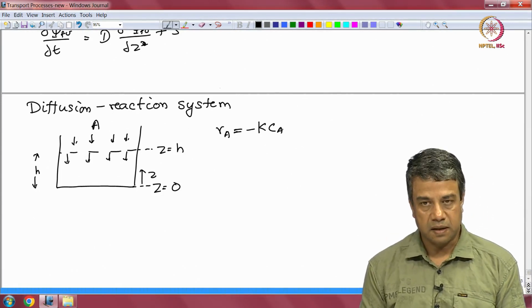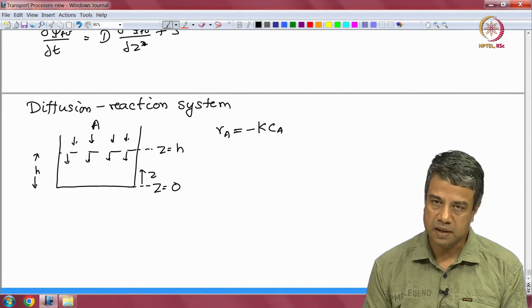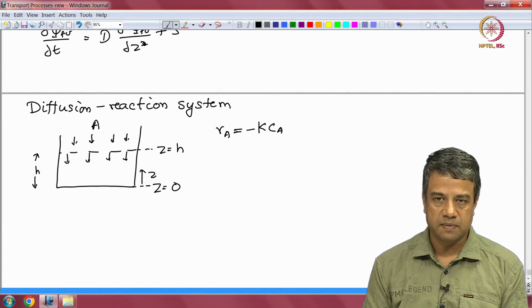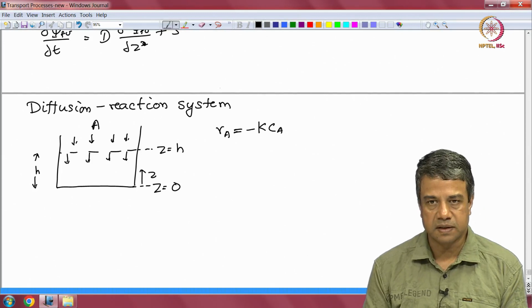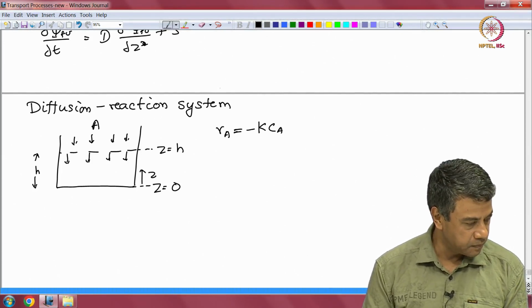So, reaction rate, mass consumed per unit volume per unit time, is the reaction rate. Concentration is mass per unit volume. Therefore, K has dimensions of inverse time in this case. K has dimensions of inverse time.